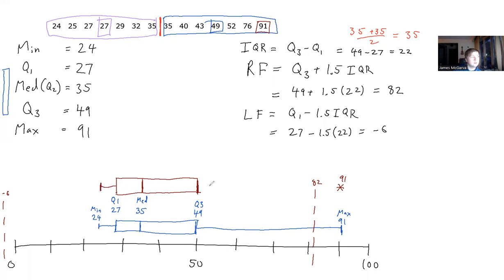So the box plot mostly looks like it did before, but this right whisker can't go all the way up to 91 because 91 is suspected of being an outlier. Where does the whisker go to? Does it go to 82? No, it does not. It does not go to the fence. It goes to the maximum non-outlier. It goes to the 76. So where's 76 on here? That's going to be around here. That's 76. That is where my whisker goes to.